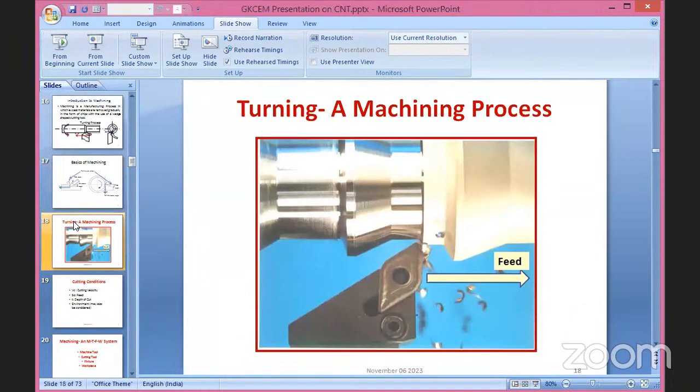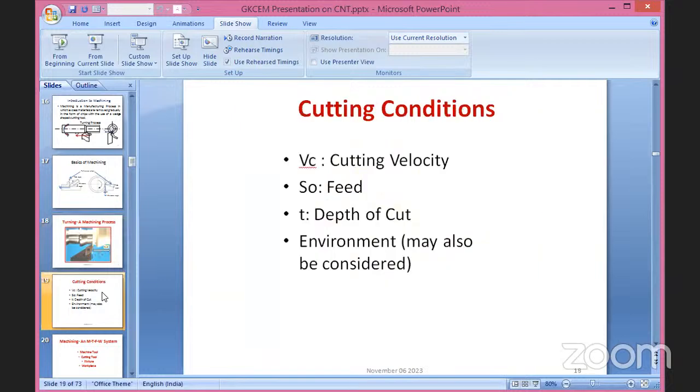Now I am showing a realistic photograph of a machining operation. Here, one left-hand cutting tool is used, which is moving from left to right in the feed direction, and you are seeing some of the chip particles coming out, and the shining surface on the left-hand side is the finished surface, and the right-hand gloomy surface is nothing but the unfinished surface. So here also a turning, which is a machining process, is being photographed.